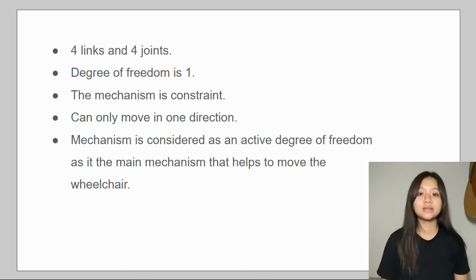This means that the mechanism is constrained and can only move in one direction, so it can move either to the front or to the back. Now this mechanism is considered an active degree of freedom because it is the only mechanism that is responsible for moving the wheelchair to the front or to the back.